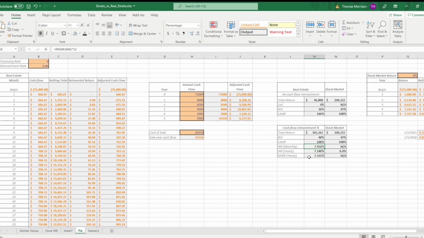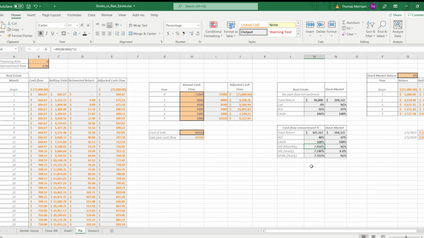Another small detail to note here is the comparison of the IRR calculated for monthly cash flow distributions versus yearly cash flow distributions. The difference here is almost a full percent. Most online calculators use the yearly distribution calculation, even though in reality rental properties provide monthly cash flow distributions.